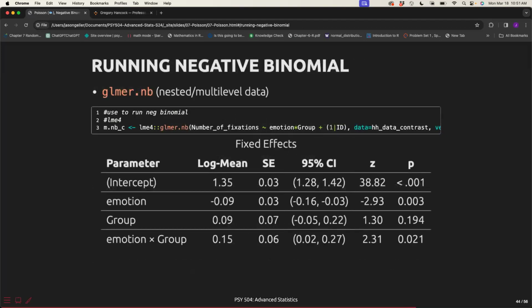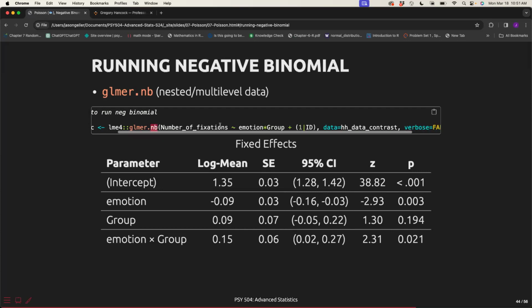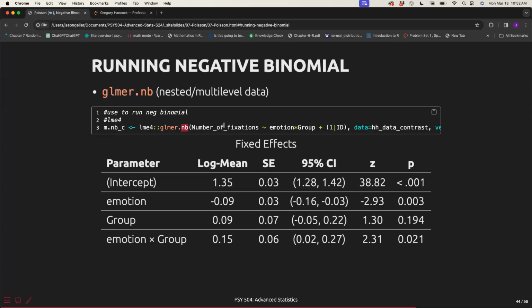There are a couple of different ways that we can run negative binomial models. If we have nested or multi-level data like we do in this case, we can use the glmer.nb function. This is part of the lme4 package, which we usually use to fit multi-level models. You'll notice here that we're not including an argument for the distribution because this function is specific to negative binomial models. So we fit a similar model as we did with glmer, but we don't have to add a family argument.